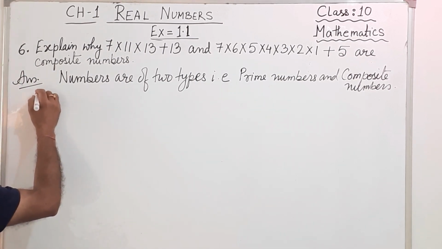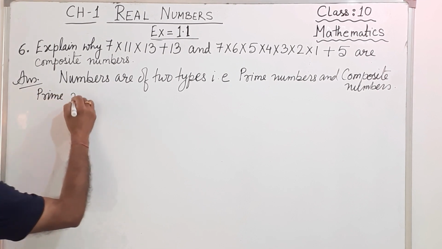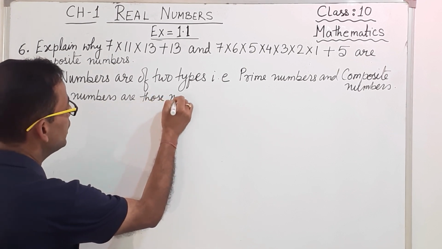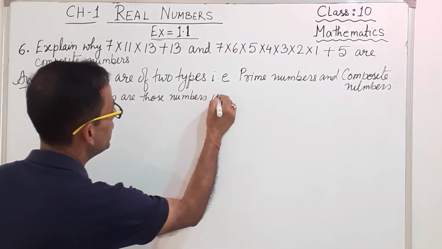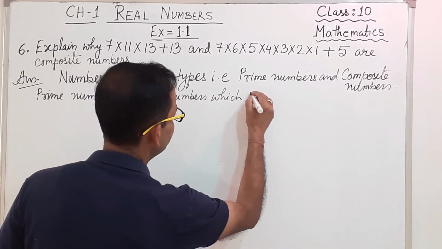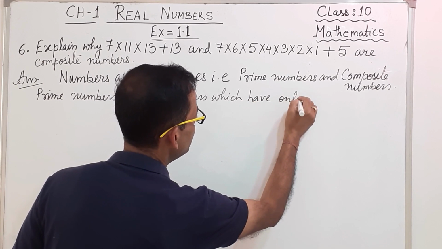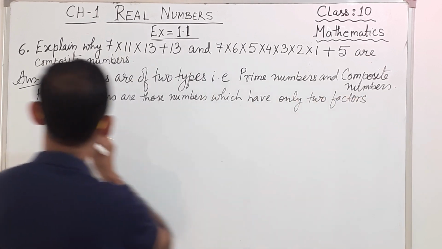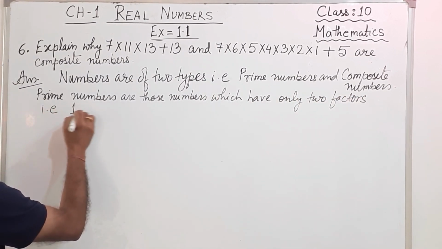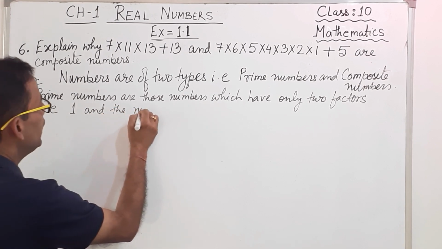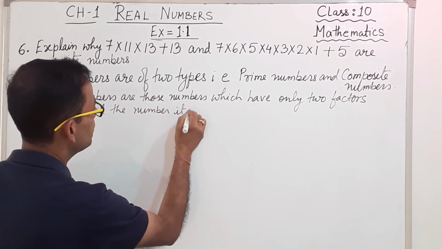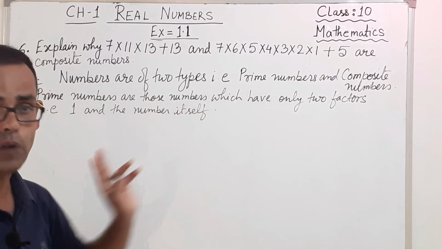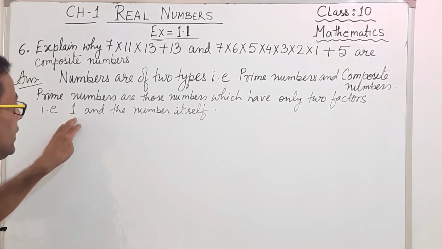Now what are prime numbers? Prime numbers are those numbers that have only two factors, that is, 1 and the number itself. Clear? So prime numbers are those numbers which have only two factors. That is, 1 is one factor, and the number itself.